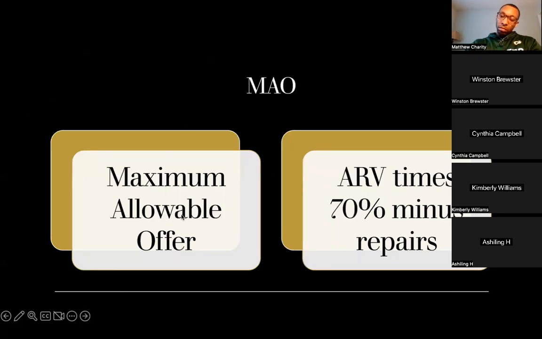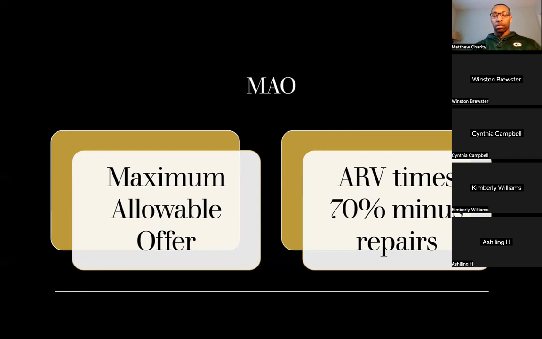Next. MAO, you hear this one a lot. What does that mean? Maximum allowable offer. What is it? It is simply the ARV times 70% minus repairs. Okay, so let's say I'm looking to buy that house from Cynthia that we talked about earlier. Her asking price is $100,000. So I go back here and I run my ARV like we just talked about, and I figure out that property's worth $150,000 after I get it all fixed up. I'm going to need $20,000 in repairs to do that.